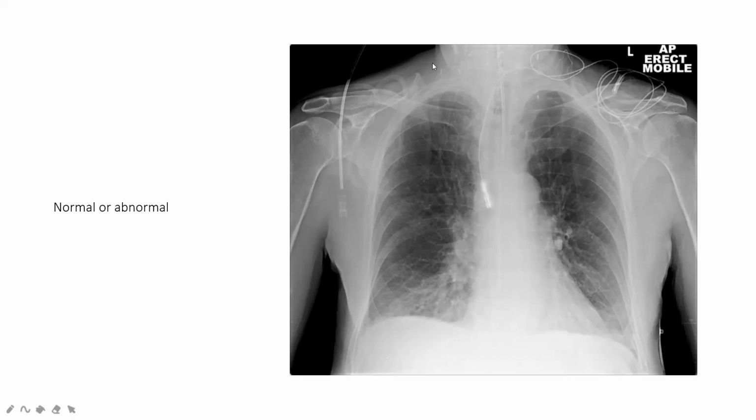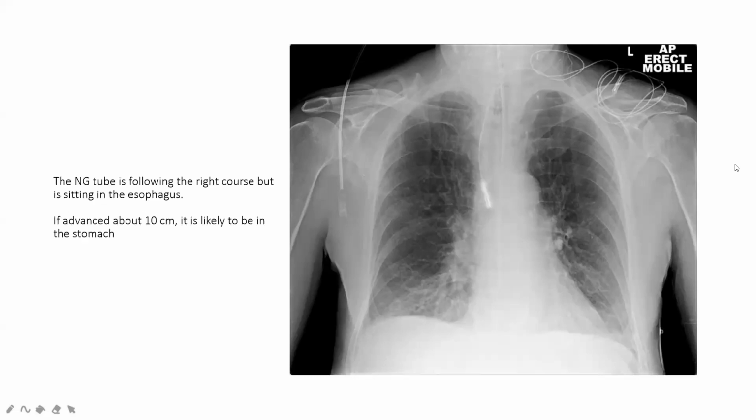However, the tip of the NG tube is here, so it is somewhere in the distal esophagus. So in this case, only 2 of the 4 rules apply. It crosses the thorax in the midline and it bisects the carina, but it doesn't cross the diaphragm and you can't see the tip underneath the diaphragm. So this is not a normal position. So in this case, you would need to advance it a little bit further and repeat the chest X-ray.